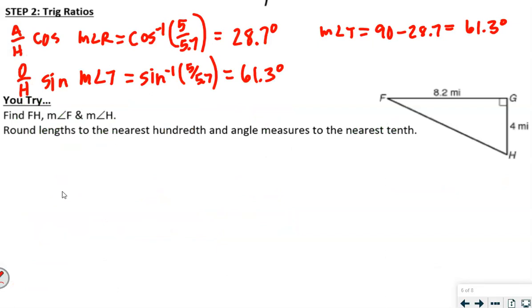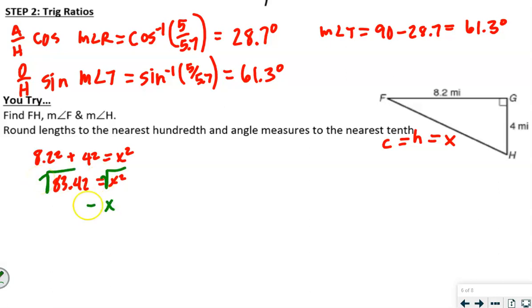First of all, it asks us to find FH, so we're going to put our X there. That's what we're looking for. This is also our hypotenuse, which is our C. So we go 8.2 squared plus 4 squared, equal to X squared. When I do 8.2 squared plus 4 squared, I got 83.42, and that's equal to X squared. We take the square root of both sides again, and that gives us X equals 9.12. That's what FH is equal to.